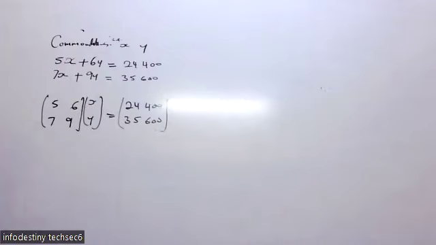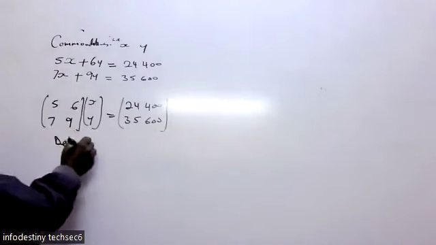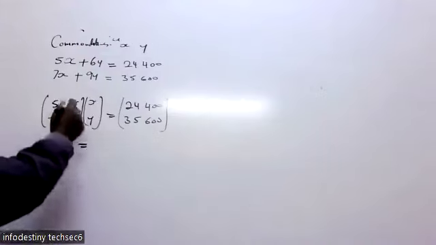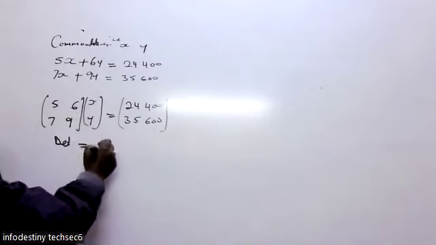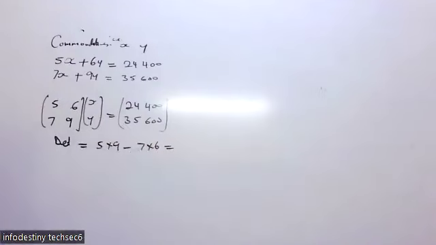We are together. So when you're using the Cramer method, first let's get the determinant. How do you get the determinant? The determinant will be equal to the product of the primary diagonal minus the product of the secondary diagonal. So that's going to be 5 times 9 minus 7 times 6, that's 45 minus 42, which gives us 3. This is the determinant. We are together.